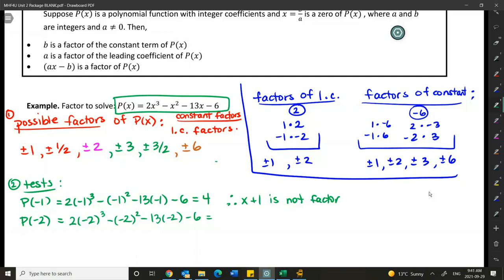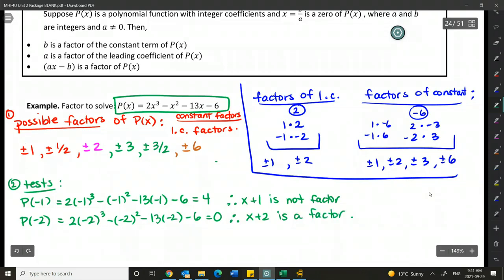Keaton? Negative 2? Oh, it got 0? Okay, perfect. There we go. I didn't think it was going to work. X plus 2 is a factor. Okay, if I didn't get it, I would continue. I would do positive 2, negative 3, and so on.